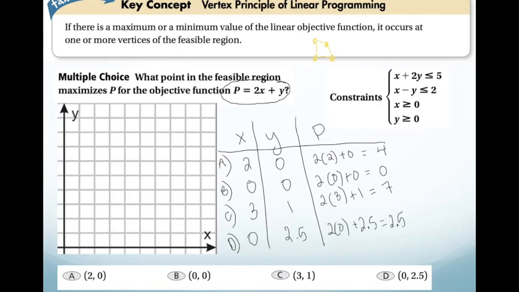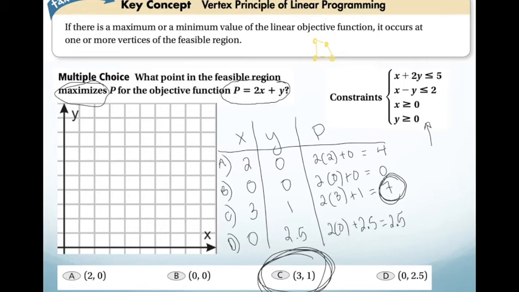Now we want to maximize. Maximum means the biggest. So which of these is the biggest? 7 is the biggest, so that's going to be C as our answer. Now what you'll find is if you decide to graph these constraints, you will end up with these 4 points as your corners. Okay, so I really want to focus on the tomato plant problem. So we're not going to graph this together, but I encourage you to try it on your own.